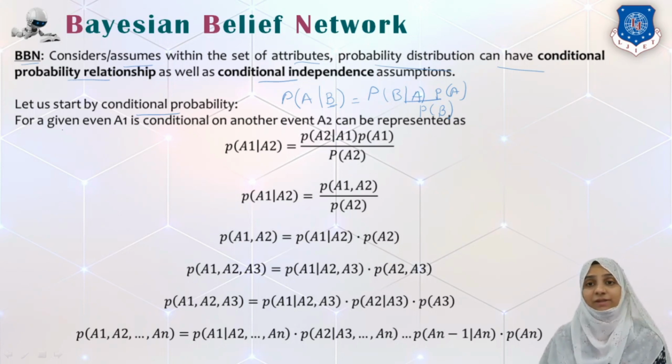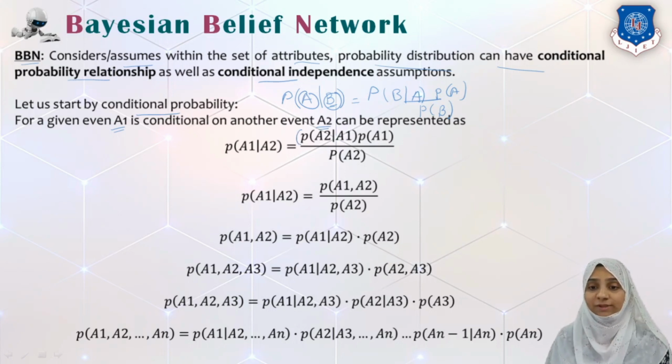We will start with the same formula, but instead of event A and event B, we will consider an attribute A1, and instead of B, we are going to consider attribute A2. So for some training data set, if we are given the first attribute A1, which is conditionally dependent on another attribute A2, we can represent the conditional probability of A1 given A2 as equal to the probability of A2 given A1 into the probability of A1, divided by the probability of A2. It is as simple as that.